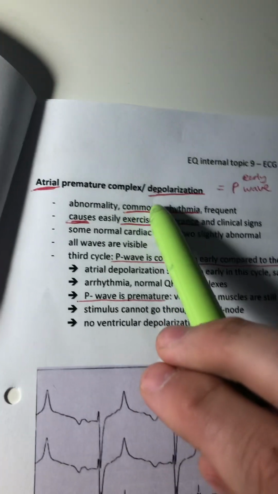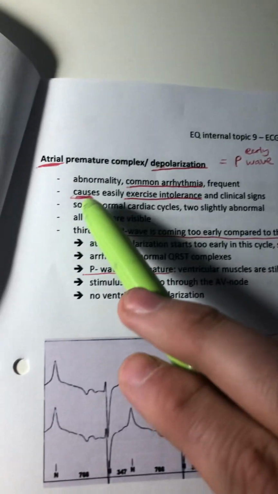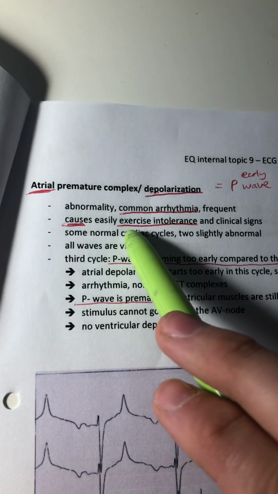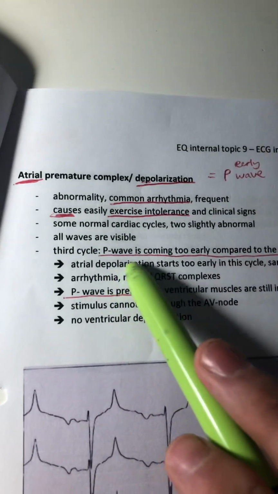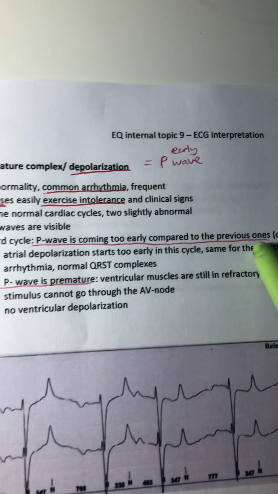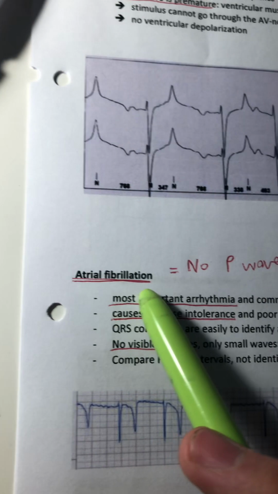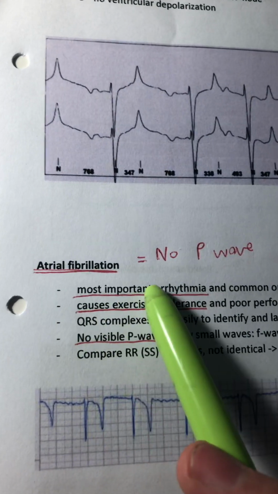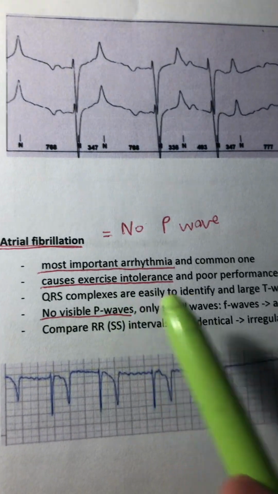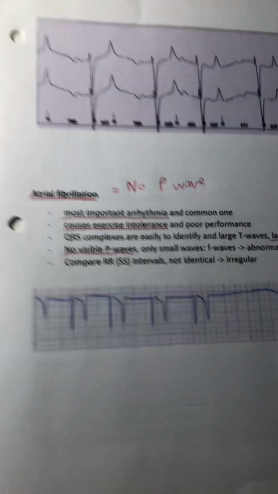The atrial premature depolarization. This is an early P wave. So it's a common arrhythmia. It causes exercise intolerance. The P wave is coming too early compared to the previous ones. In atrial fibrillation, there is no P wave. It's the most important arrhythmia. It causes exercise intolerance. There's a lack of P waves, and there are no visible P waves.